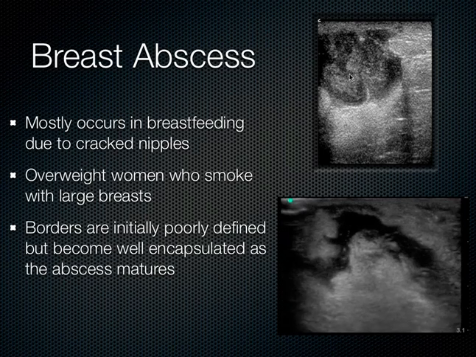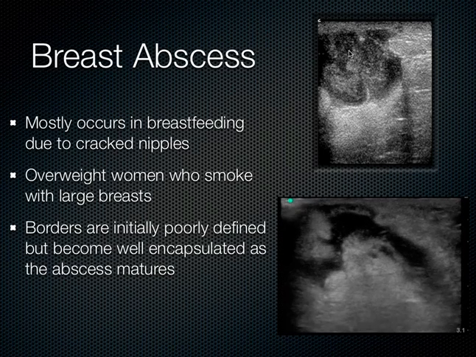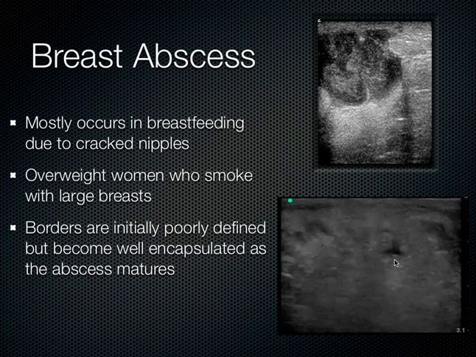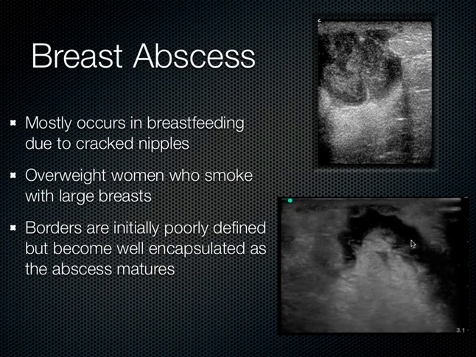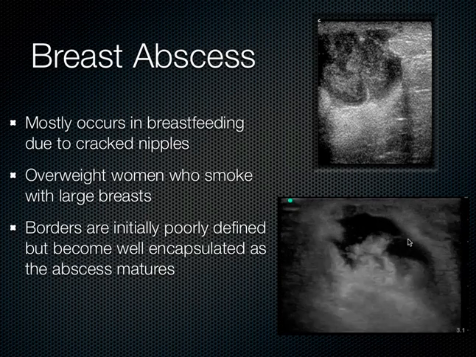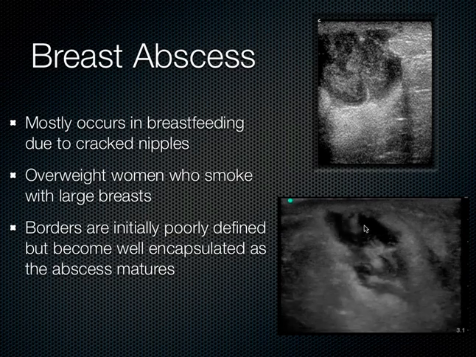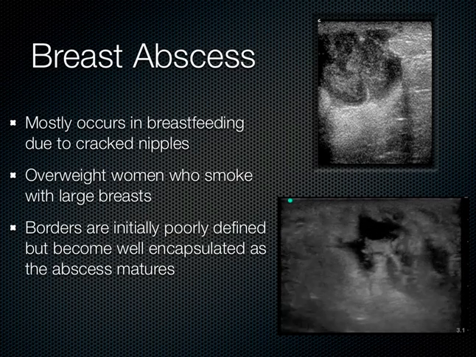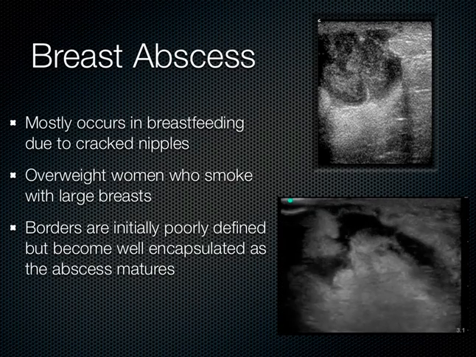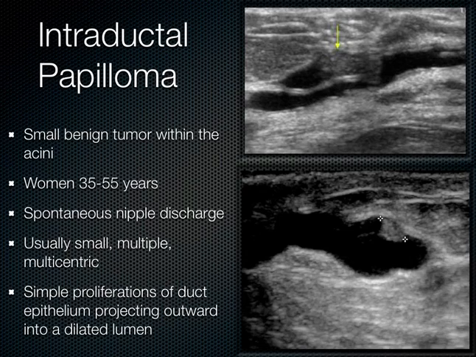And you can see these low-level echoes here, hypoechoic debris seen here on a still image. Down here, this video image shows various areas of hypoechoic debris that, when we compress it, swirls around. I don't know if you can appreciate that, but that debris is swirling around. That's what pus looks like on ultrasound. And again, you can use ultrasound to help guide the drainage.